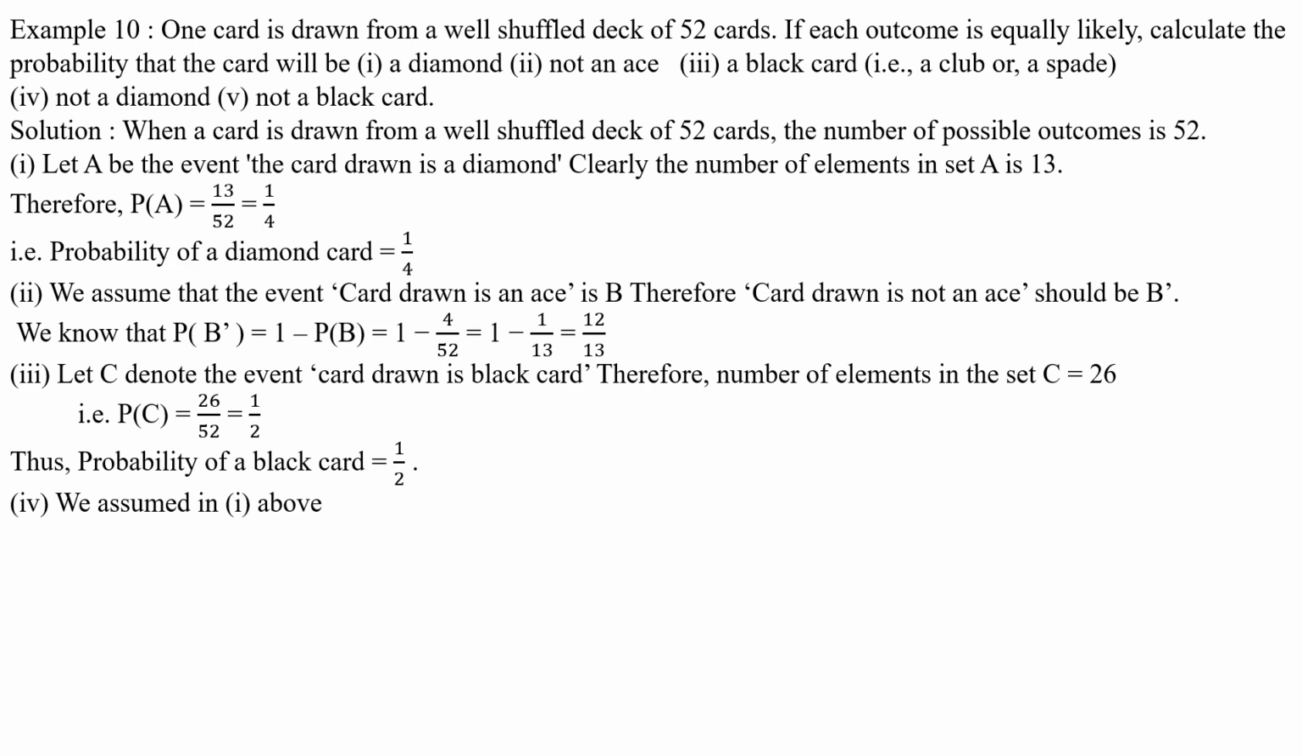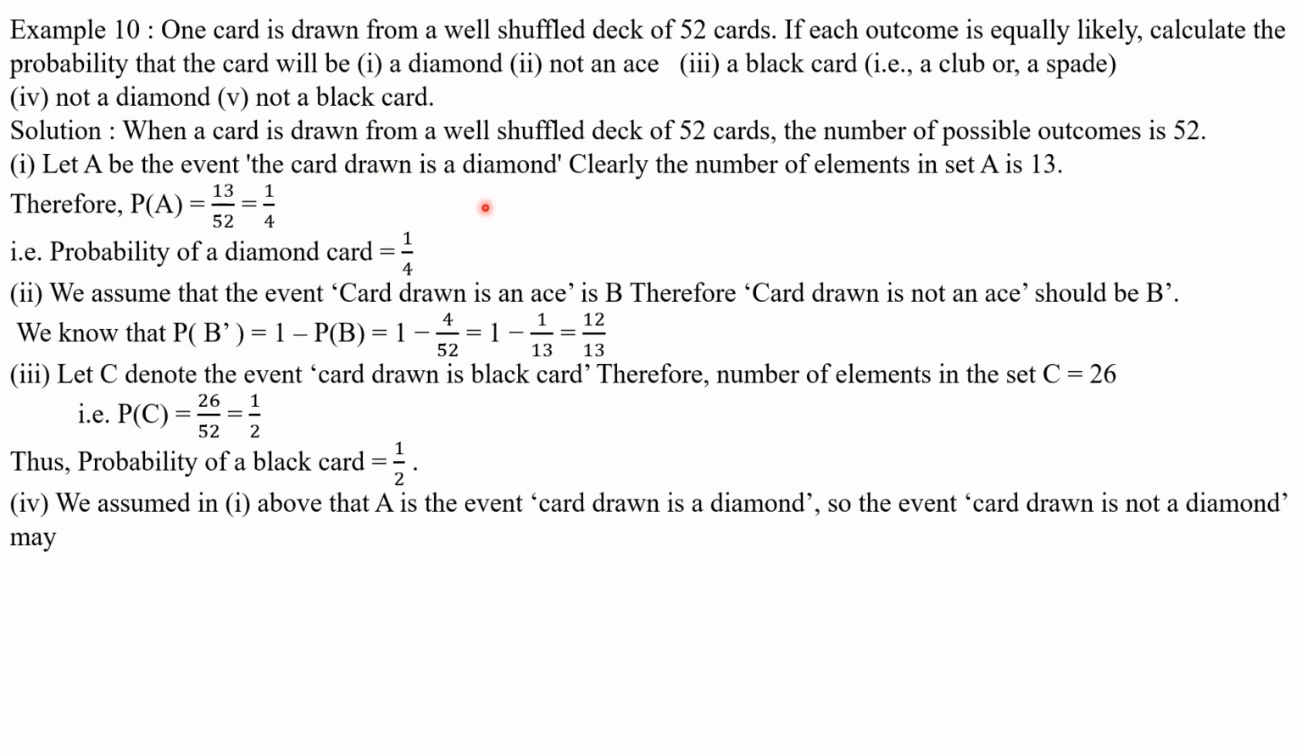Now, come to the fourth event. What is the fourth event? Not a diamond. So, we assume in above, see there, the event A. What is the event A here? The card drawn is a diamond. So, not a diamond means A dash. Event A denotes card drawn is diamond, then A dash denotes the card drawn is not a diamond. Yes or no, my children?